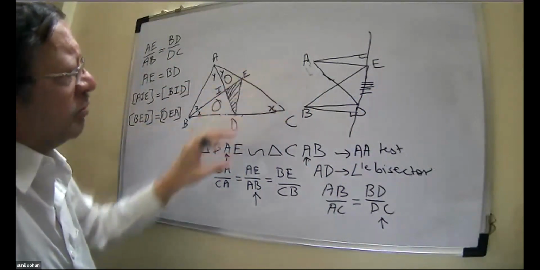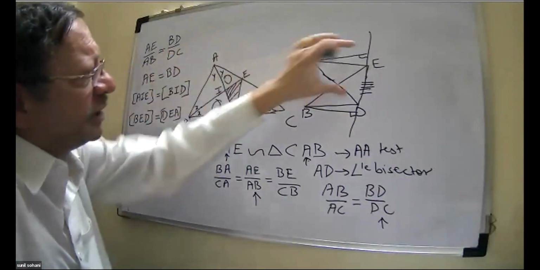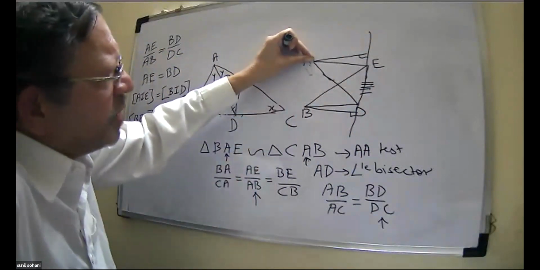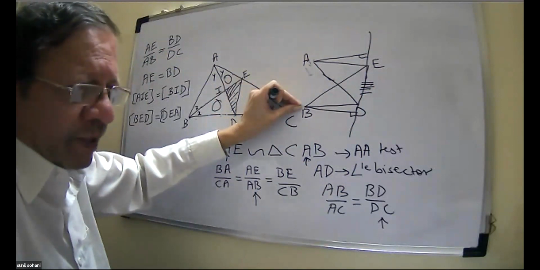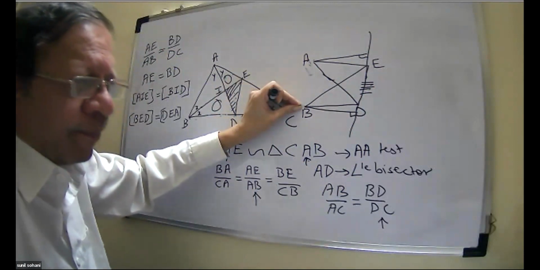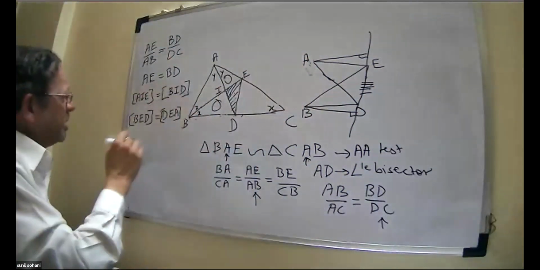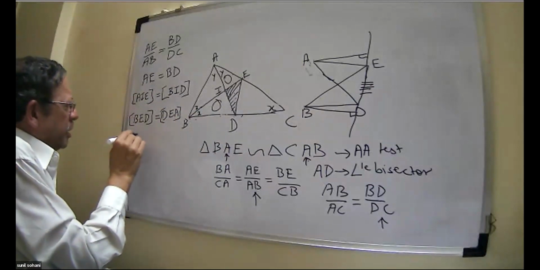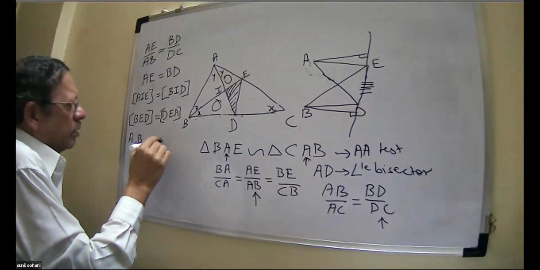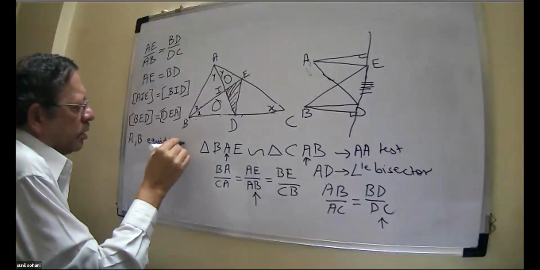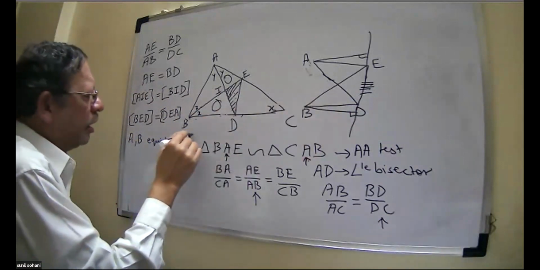That means, by changing the base from BD and AE to DE, you can see that A must be at the same distance from the DE line as B is. Only then are the areas going to be equal. So I have drawn this point to show that A and B are equidistant from the DE line.